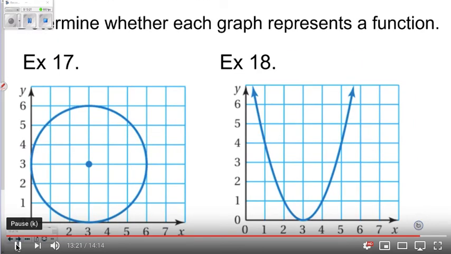And we have your last two examples. 17, let's draw in a vertical line. This first vertical line touched it one time and 2 times, so it touched it more than once, so it is not a function.